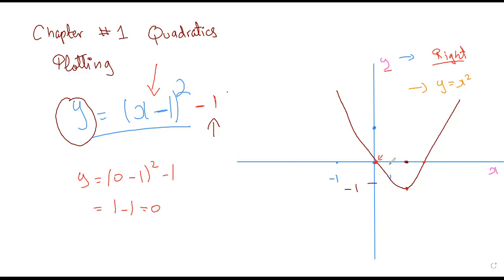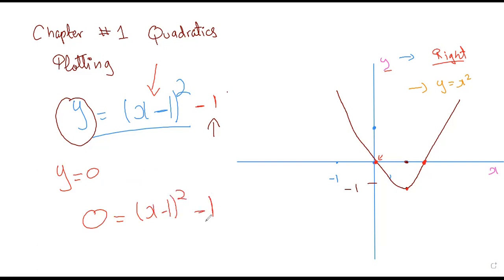And now we have to find this point. So what is this point? At this point, y is 0. So we need to use the same equation with y equals 0. So we will have 0 equals (x minus 1) squared minus 1, and we need to find it out. I can take this 1 to that side: 1 equals (x minus 1) squared.